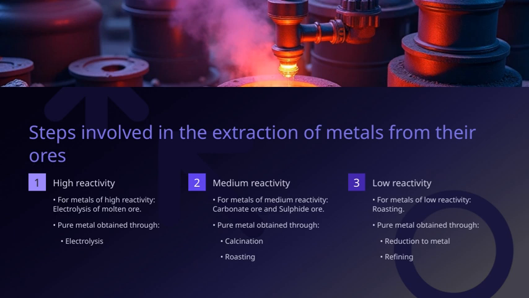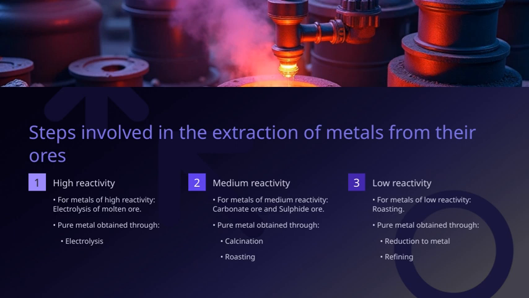Roasting involves heating the ore in the presence of air to convert sulfides or other compounds into oxides, making the metal easier to extract. For metals of medium reactivity, the common methods include calcination for carbonate ores and roasting for sulfide ores, which help in breaking down the ore and preparing it for further purification.